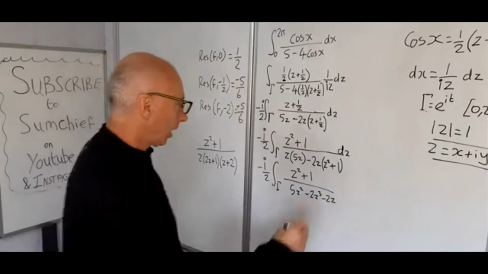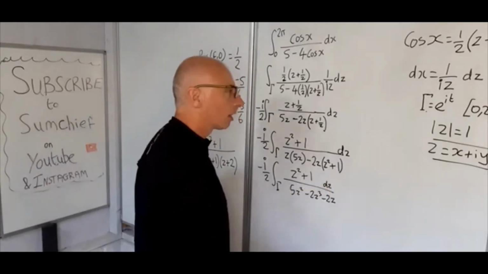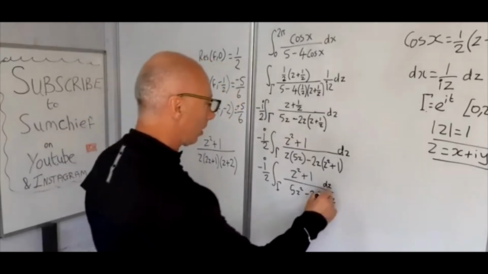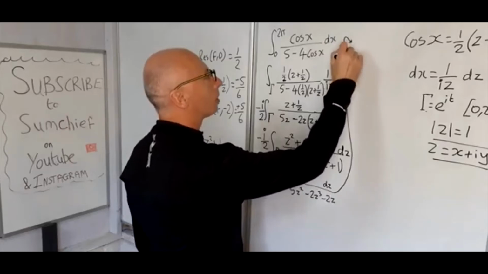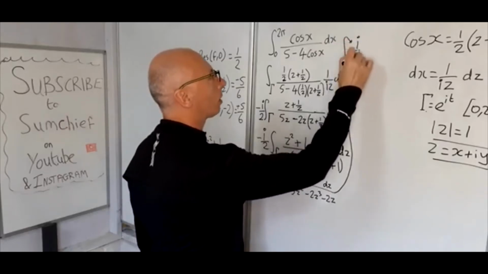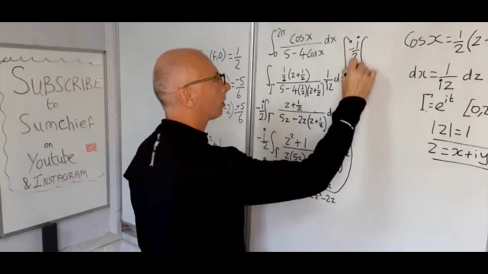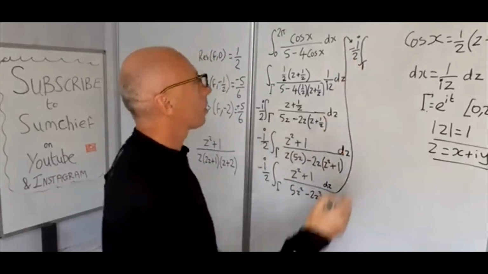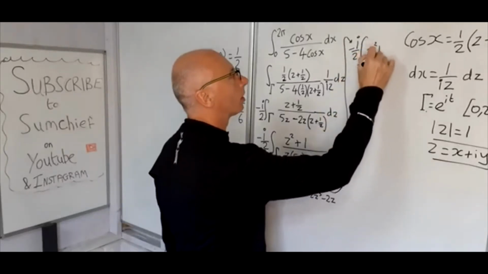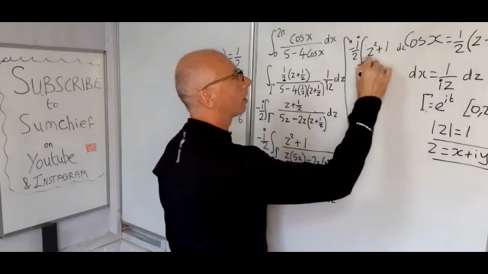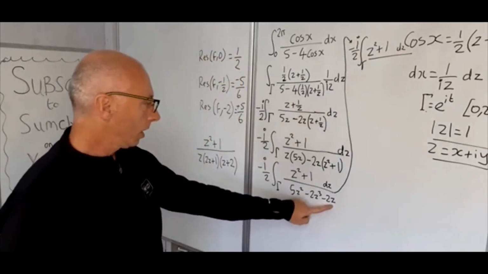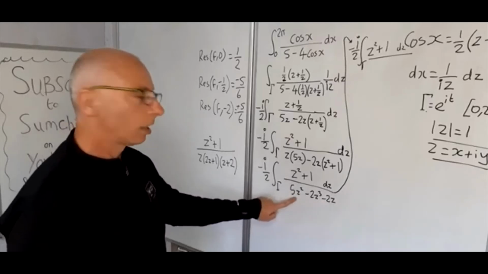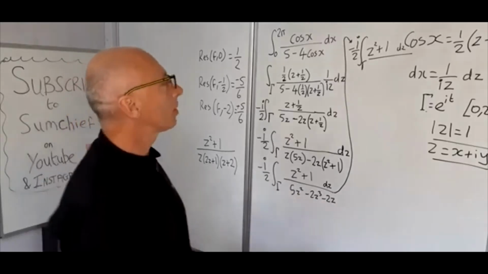Okay, and again the dz is here. So let's take this all the way up to the top. So minus i over 2 integral on gamma z squared plus 1 dz. Right, so what are we going to do with this now? So we can take a z term out, factor the z out, let's see what happens there.